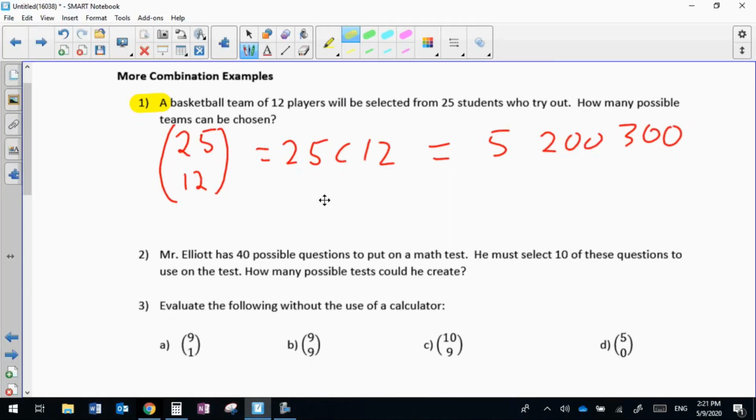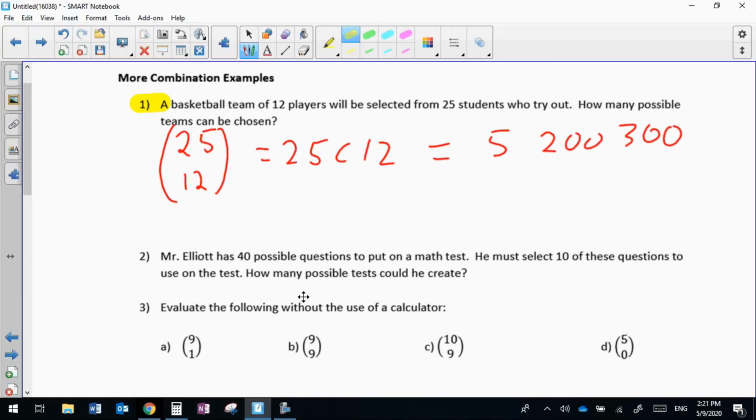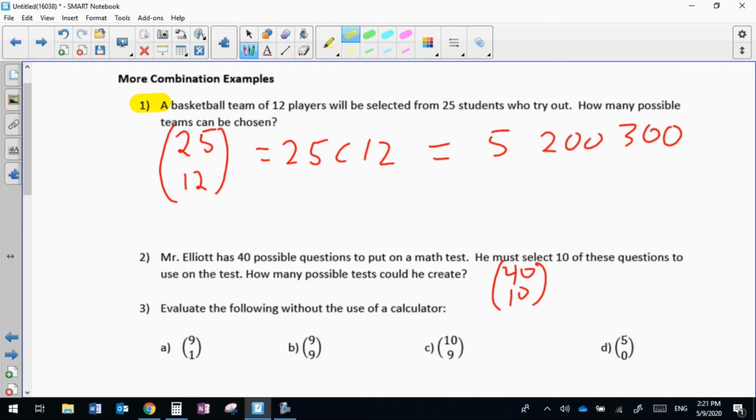For the next question, Mr. Elliott has 40 possible questions to put in a math test. He must select 10 of these questions to use in the test. How many possible tests could he create? Well, 40 choose 10. How many ways can I choose 10 questions? 40 choose 10, and that is a massive number. 847 million.